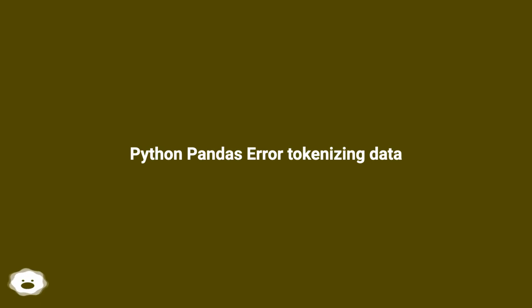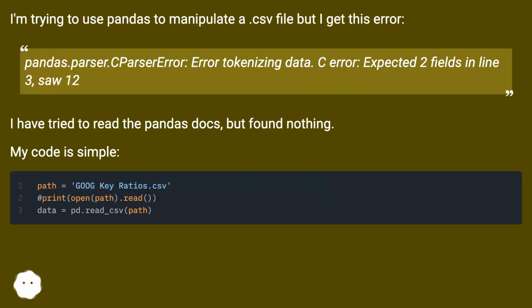Python Pandas: Error tokenizing data. I'm trying to use Pandas to manipulate a CSV file, but I get this error. pandas.parser.ParserError: Error tokenizing data. C error: Expected 2 fields in line 3, saw 12.